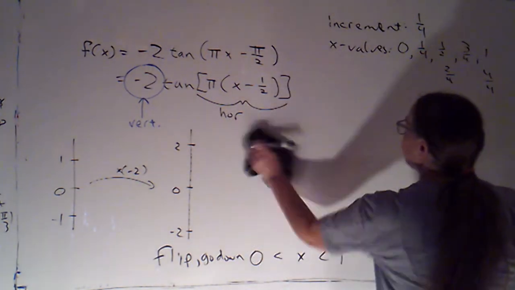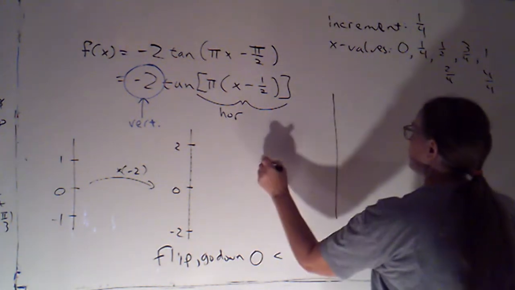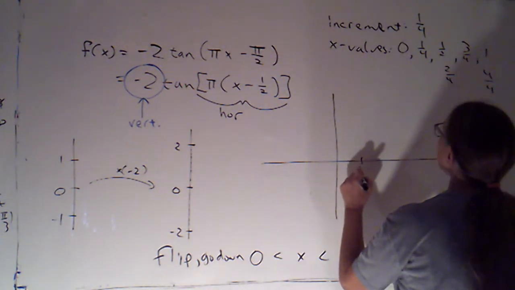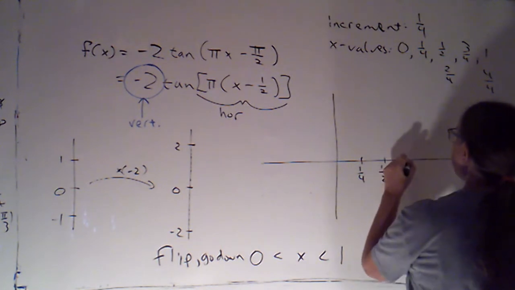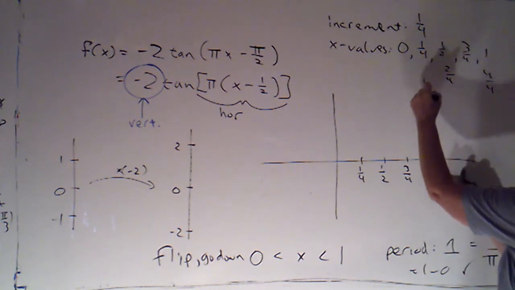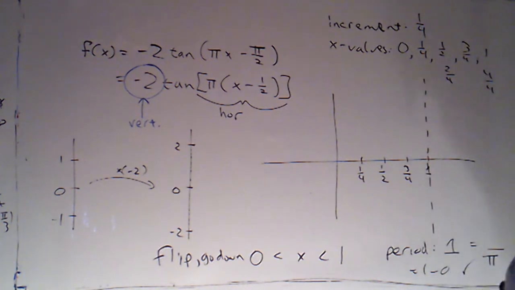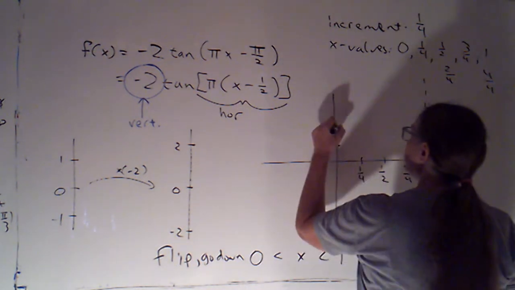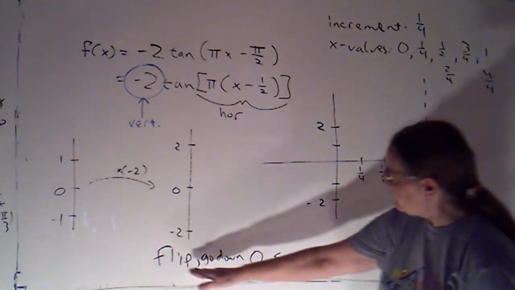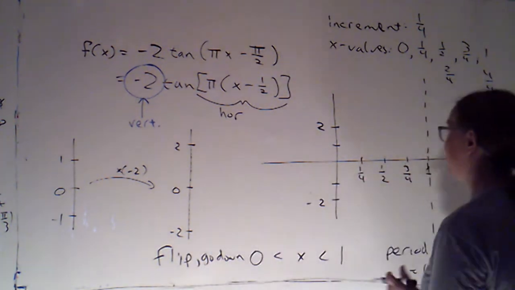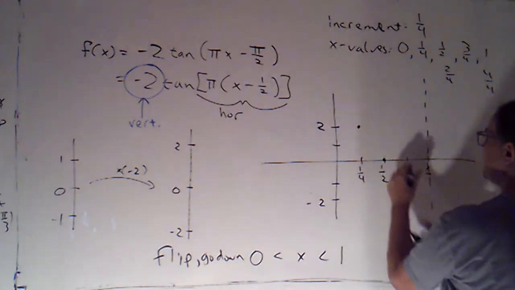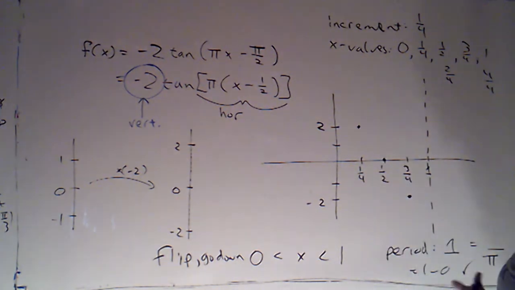So let's graph this. So we're starting at 0. That's the location of an asymptote. I'm going to mark off 1/4, 1/2, 3/4, and 1. This is just for my first period. So I'd have an ending asymptote there. Okay. And then the y values that we care about are 2, 0, and -2. And because we flipped it, we're going to be going down. Okay. So 1/4 of the way through we'll be at 2, halfway through we'll be at 0, 3/4 of the way through we'll be at -2.